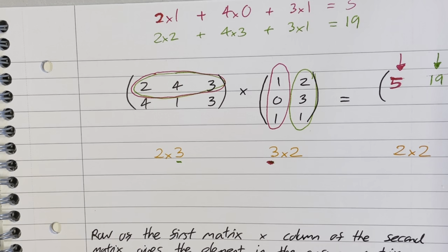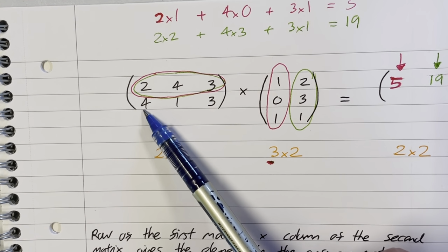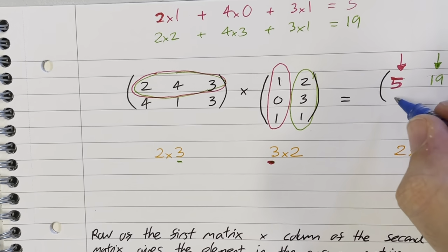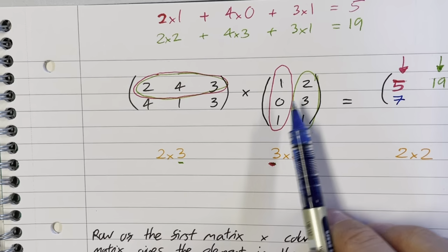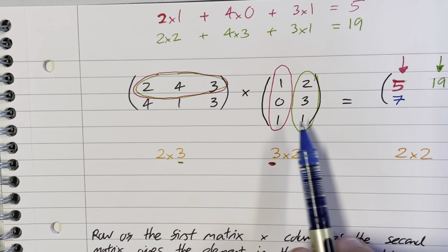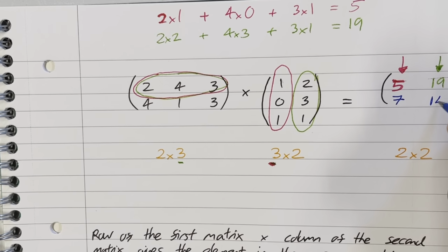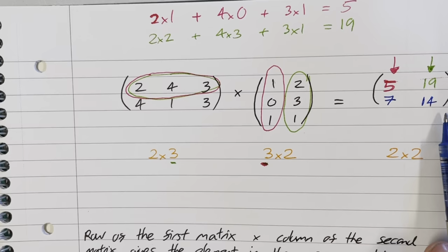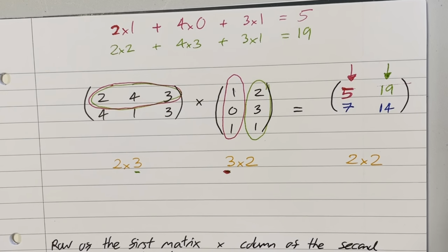Okay, and do exactly the same for the other 2. I'm not going to circle these because it'll get very messy. So it's going to be 4 plus 0 plus 3, that's a 7. And then this one here is going to be 8 plus 3 is 11 plus 3 is 14. So that's a 14. So this matrix times this matrix is this matrix. Okay, and that is exactly how we would go about carrying it out.